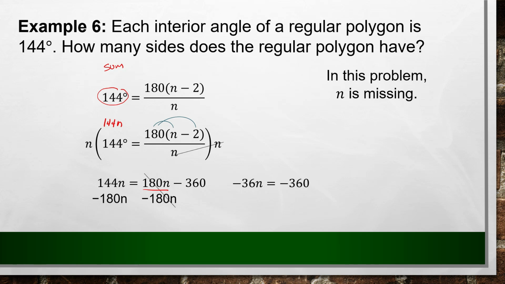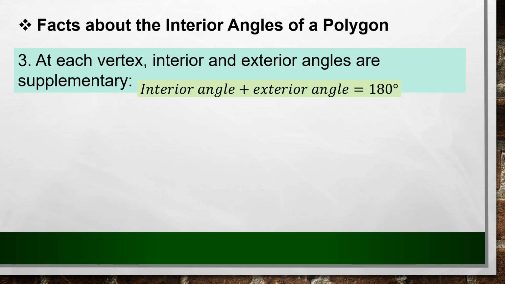And of course, the final step here is to divide both sides by negative 36. We want the n to be positive, that's why we need to include the negative in the division. So cancel that, and n will be equal to 10. So this one has 10 sides, meaning the polygon here is a decagon. Okay, all right, let's go to number 7 now.